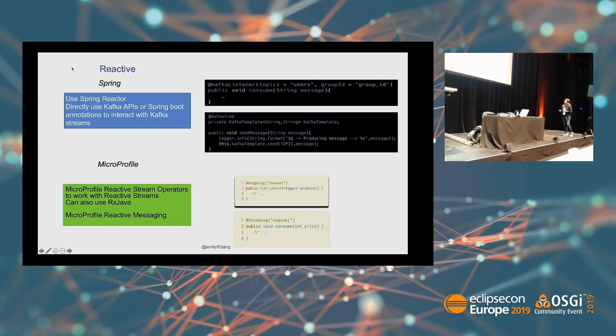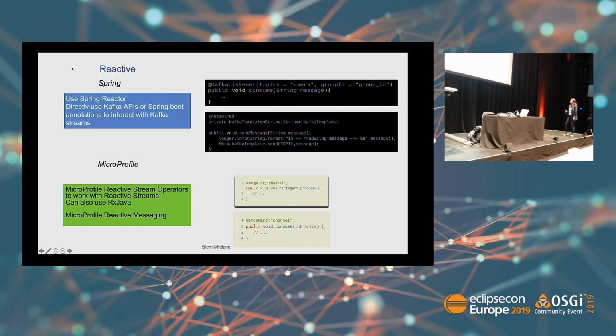In Spring, you use Spring Reactor, and you can directly use the Kafka API or Spring Boot annotations. Here you can directly use @KafkaListener, which is the equivalent of a consumer. And this is the publisher, which can directly inject the KafkaTemplate and publish a message.